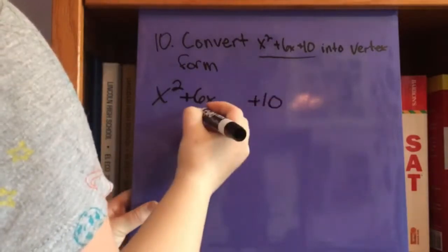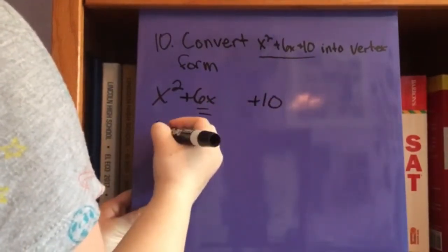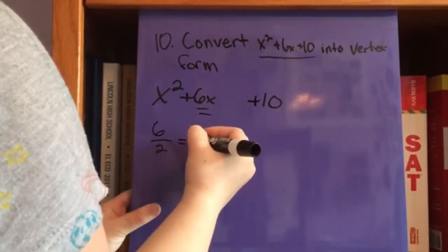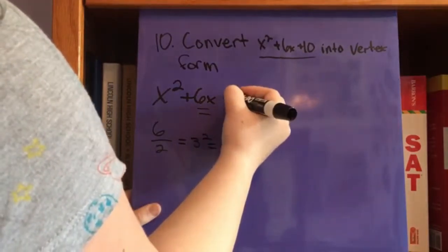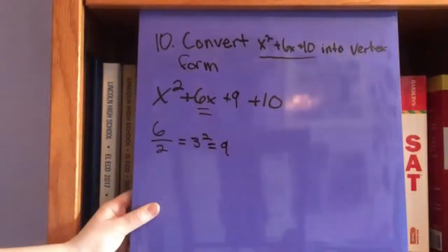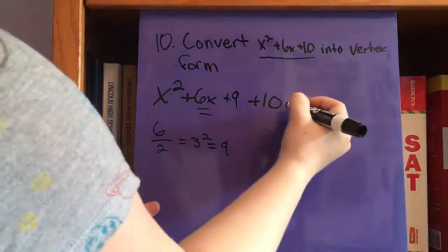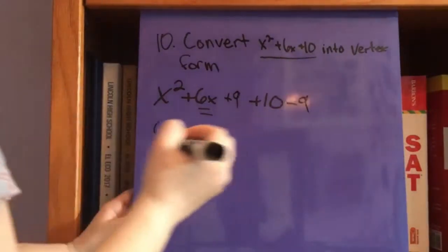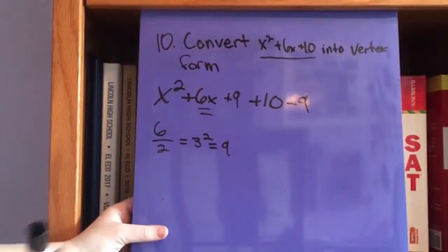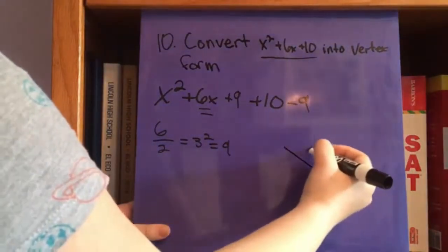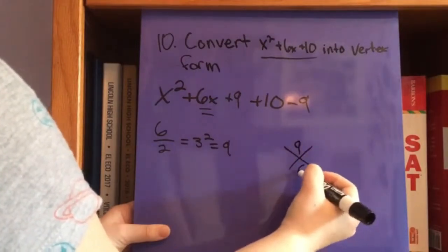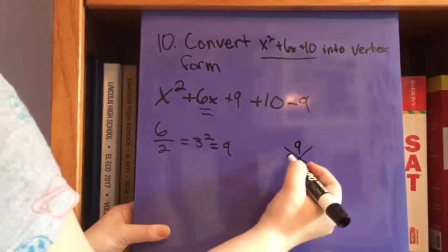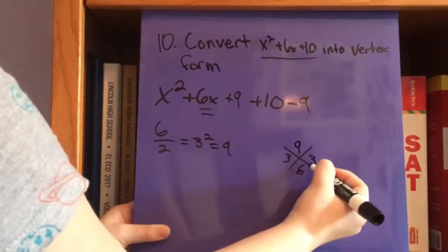To find a perfect square, take the b value, which is 6, divide it by 2, and then square it, which in this case equals 9. So you add 9, but if you add 9 to one side, you have to subtract it from the other side. So that's 10 minus 9. Now you can do a diamond problem with 9 on top and 6 on the bottom. This will give you 2 roots of 3.